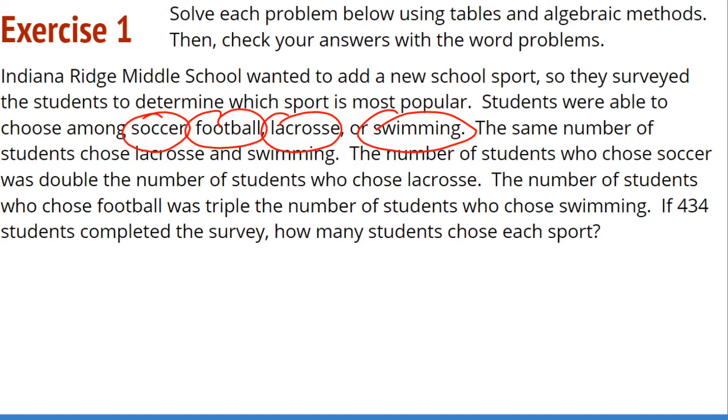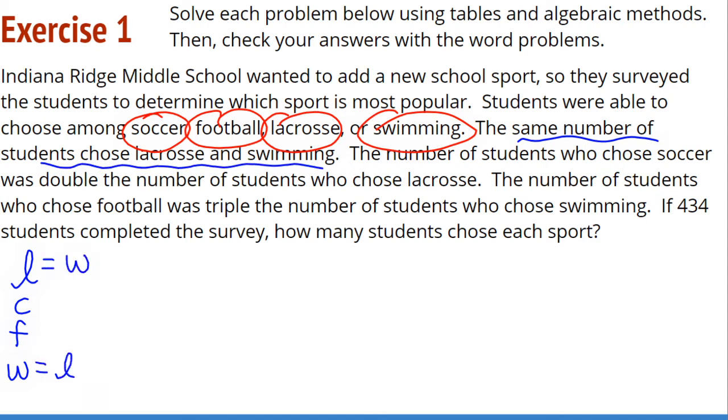The same number of students chose lacrosse and swimming. Now I'm going to set some variables here to help me out. So I've got lacrosse as a sport. I've got soccer as a sport. I'll use a C for that. I have football for a sport, and I have swimming for a sport. I'll use a W for that. Now it tells me the same number of students chose lacrosse and swimming. So lacrosse is equal to swimming. So those are going to be the same number.